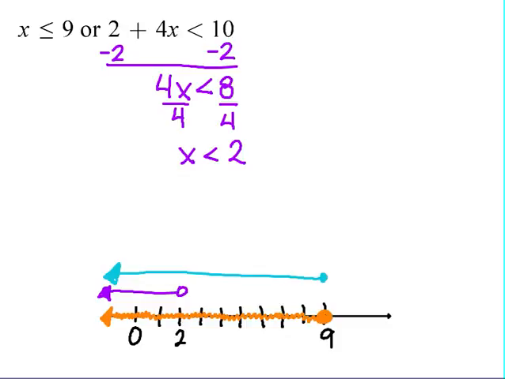What are the two key words? And and or. And means what? Big word. Intersection. Or means union.